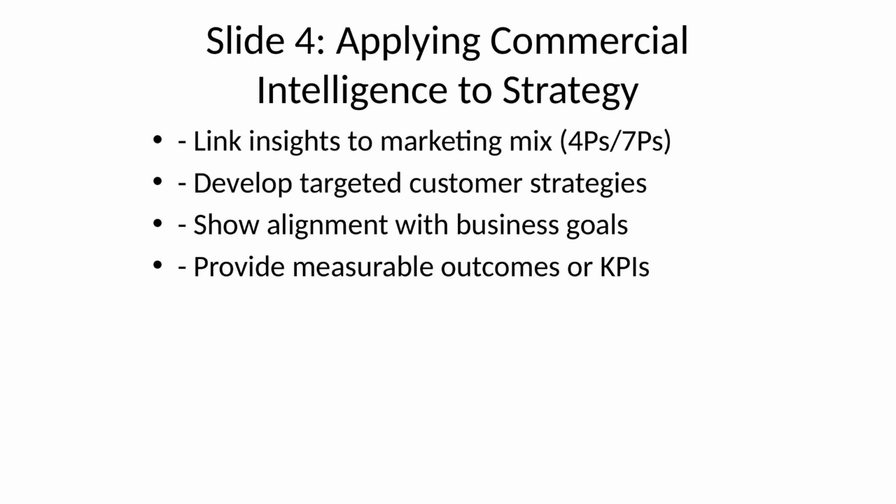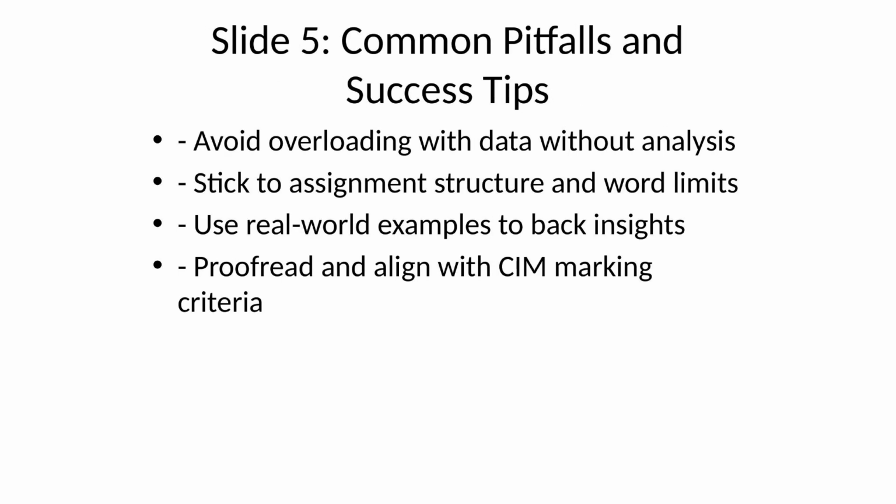CIM assignment. To succeed in the CIM Level 6 Commercial Intelligence module, it's important to be aware of common pitfalls. One of the most frequent mistakes is including too much raw data without offering clear interpretation or relevance to strategy. Every chart or statistic should serve a purpose and lead to a business insight or action. Stick rigidly to the assignment brief and ensure each section meets its intended purpose. Brevity and focus are key, especially when working within word count limits.